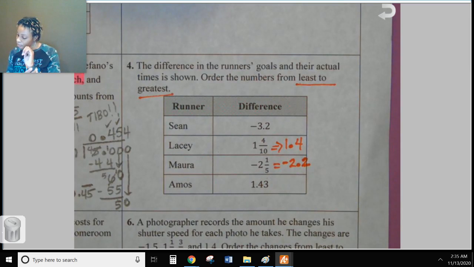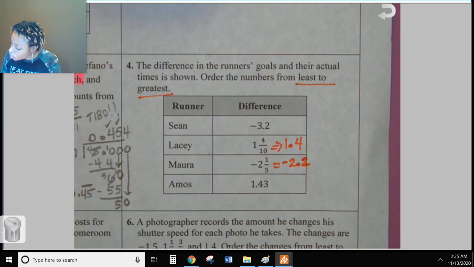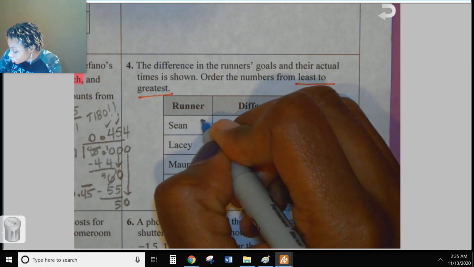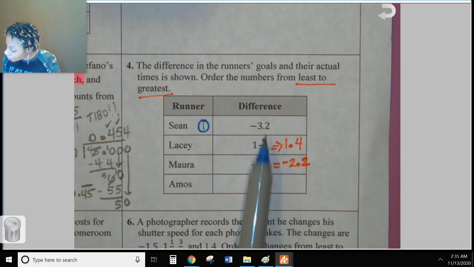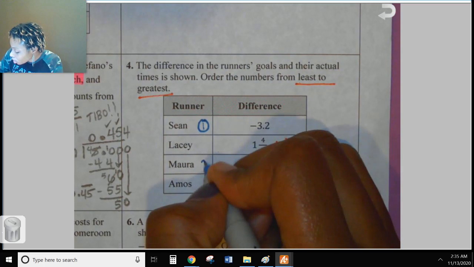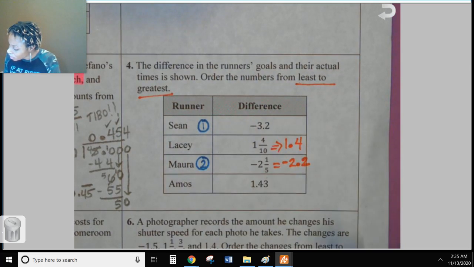And then we want to order them from least to greatest. And just like last time, I don't really have a lot of room, so I'm going to just do it within the chart. I hope that's okay. So least, remember, negatives are going to go first. And the farther away from 0, that's the smallest. So that would be Sean. So I'm going to put number 1. Sean would be the least. And then after -3, we would have -2 2/10. Mora would be 2, second place.